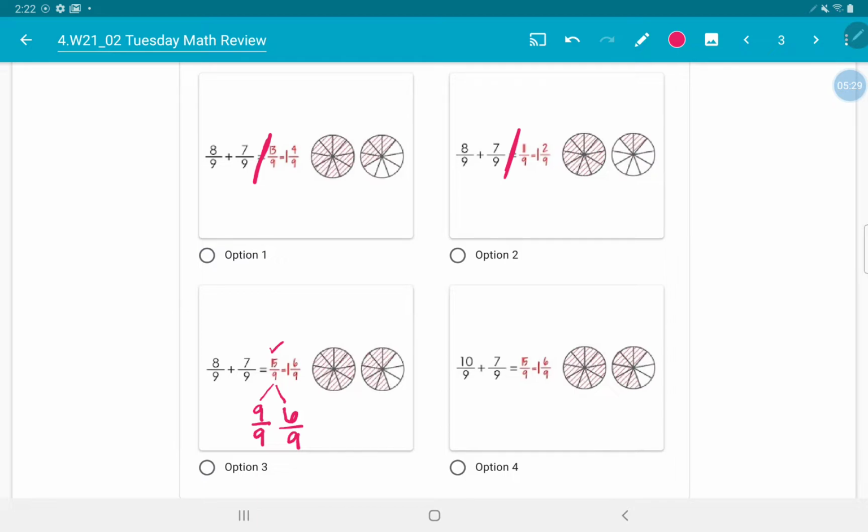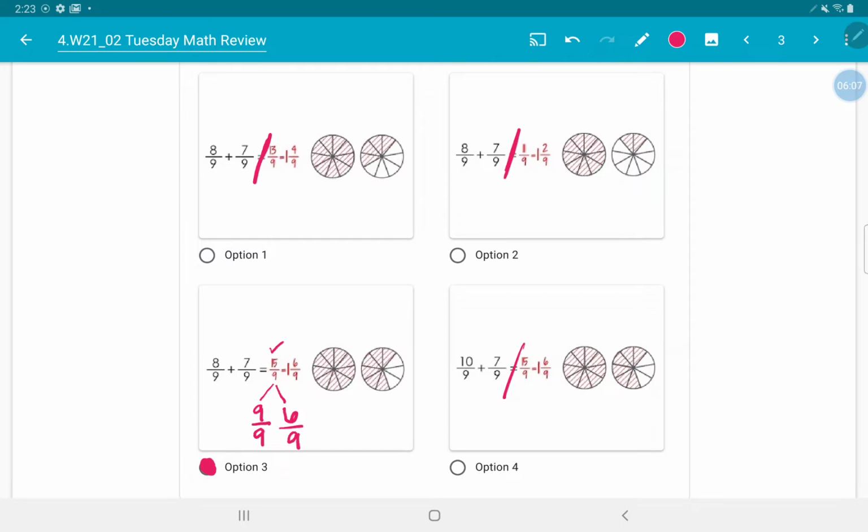That's true, isn't it? Okay, so let's look at our model now and see if it shows the correct amount shaded. I have one whole shaded and 1, 2, 3, 4, 5, 6 pieces shaded, 7, 8, 9 pieces in the whole. So that is true. Option 3 is the correct answer. What's wrong with option 4? It says 10 plus 7, and that would be 17. Yeah, 10 ninths plus 7 ninths is equal to 17 ninths.